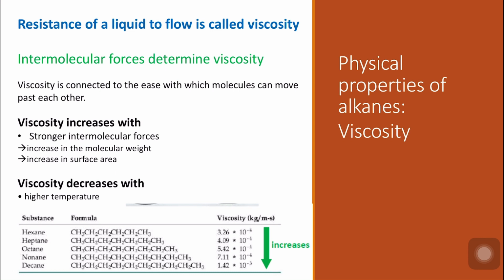We know that the intermolecular forces become stronger as the chain becomes more elongated, as we increase the number of carbon atoms, and also as the surface area of the molecule increases. So an increase in the molecular weight and an increase in the surface area will increase the viscosity. This is why there is an increase in the viscosity as we go higher in the chain.